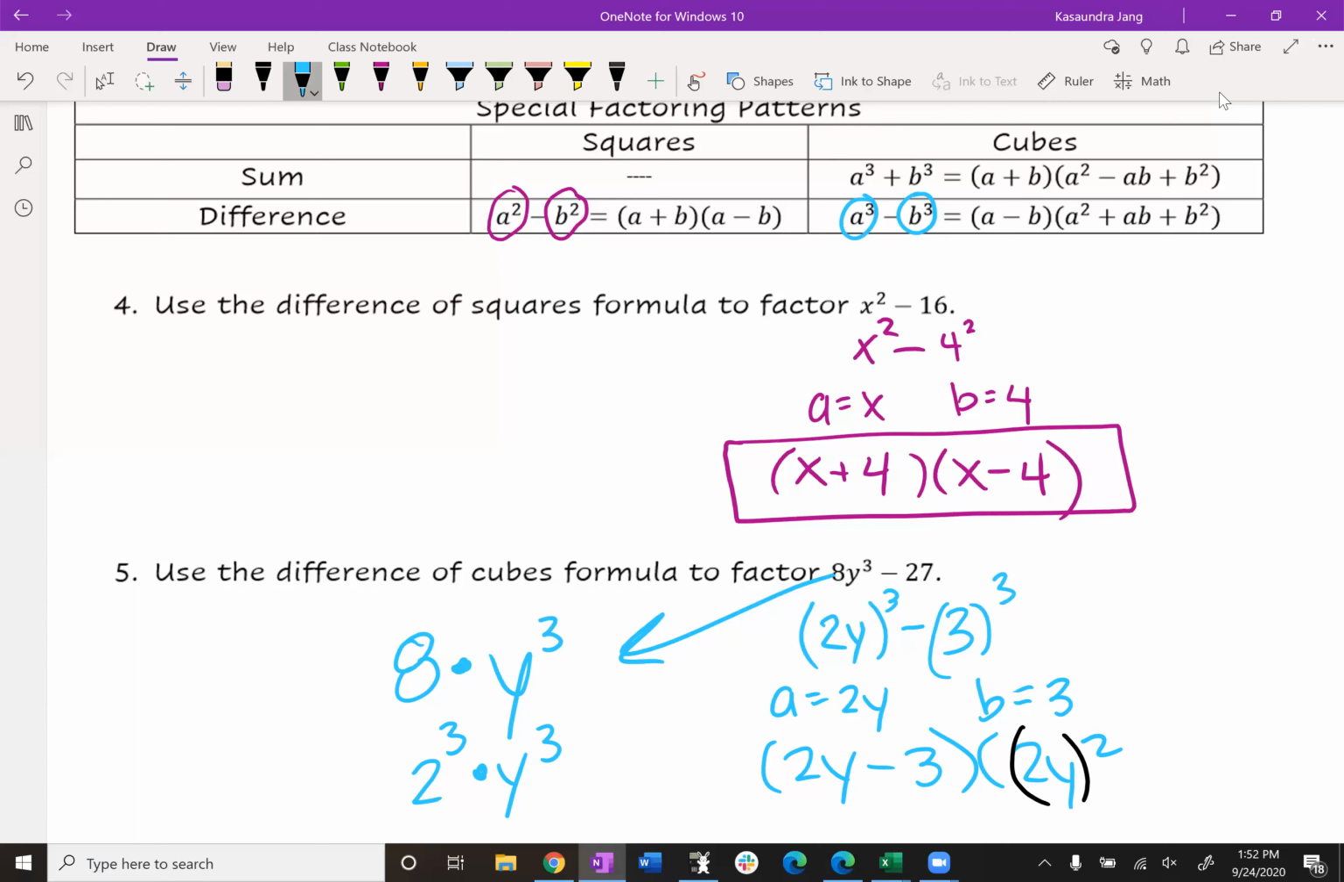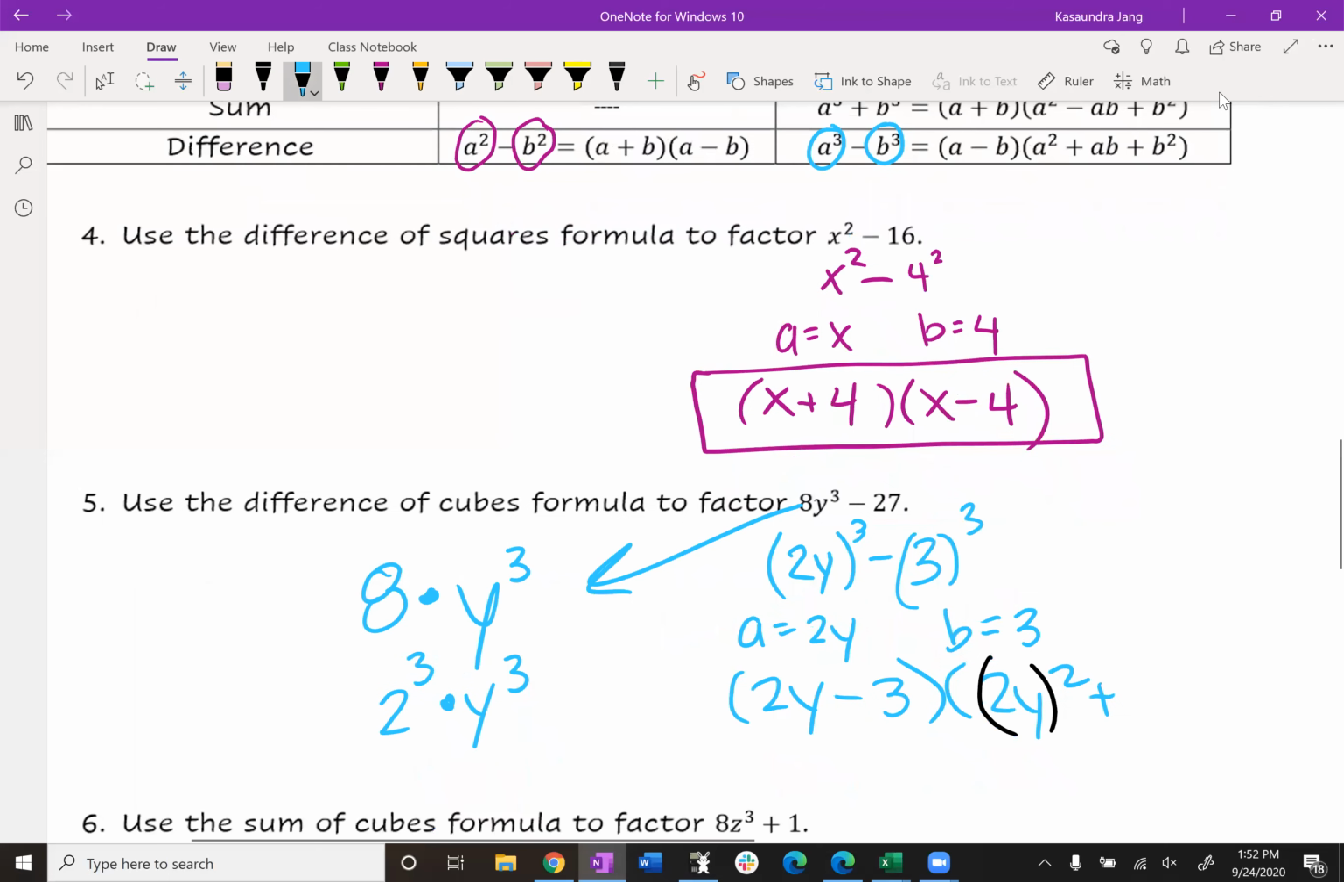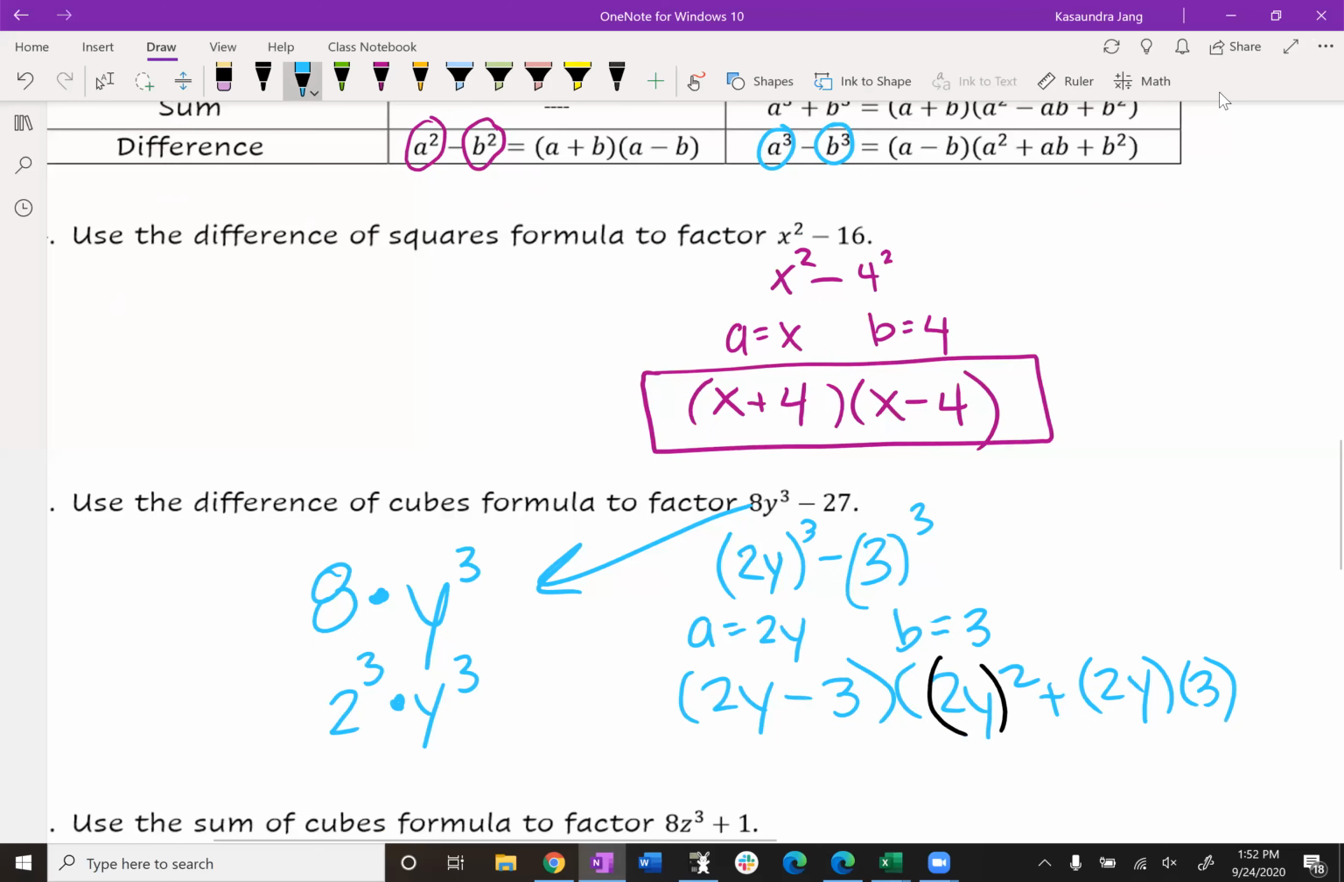And then plus the a times b. My a is 2y, b is 3, so 2y times 3. Again, I'm following this formula right here. And then plus b squared. We said b was 3, so 3 squared.